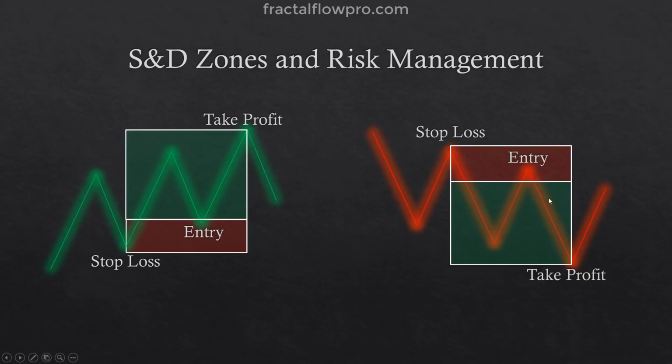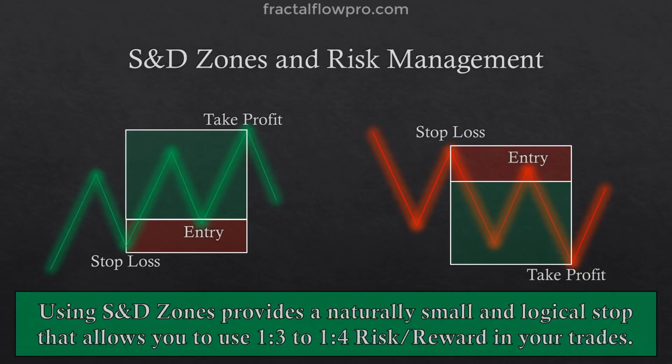In summary, supply or demand zones provide a small and logical stop loss with a large potential take profit target, which is an absolute necessity if you want to survive trading in the long term. In other words, using a risk-reward ratio of 1:3 or 1:4 with supply and demand zones will make sure you can make money even if you are wrong more than 50% of the time, because it will take a few losses to wipe out one profitable trade.